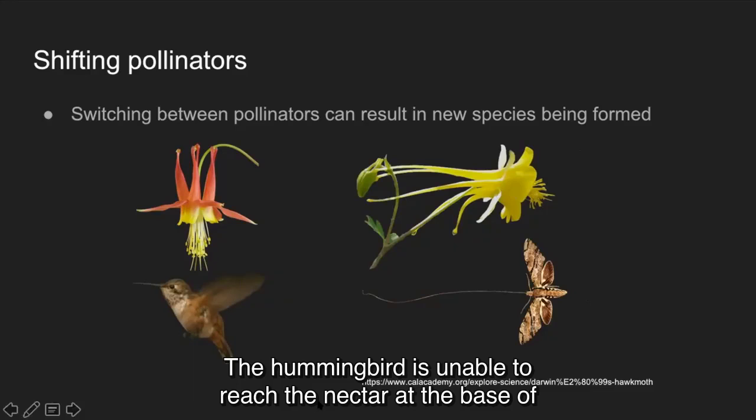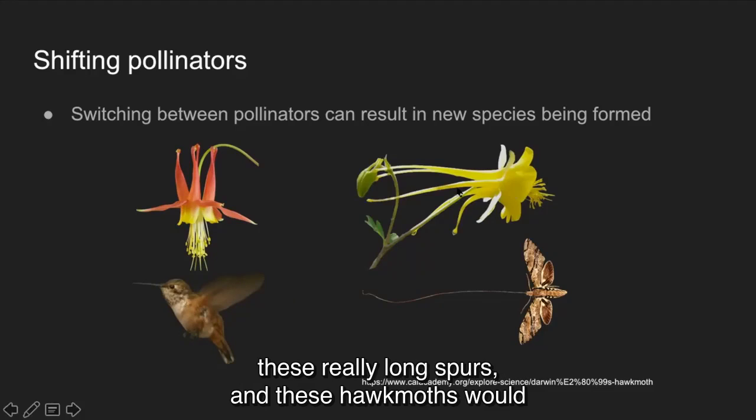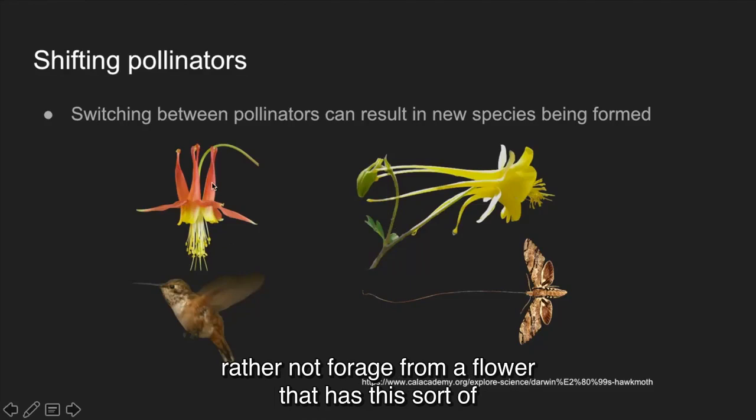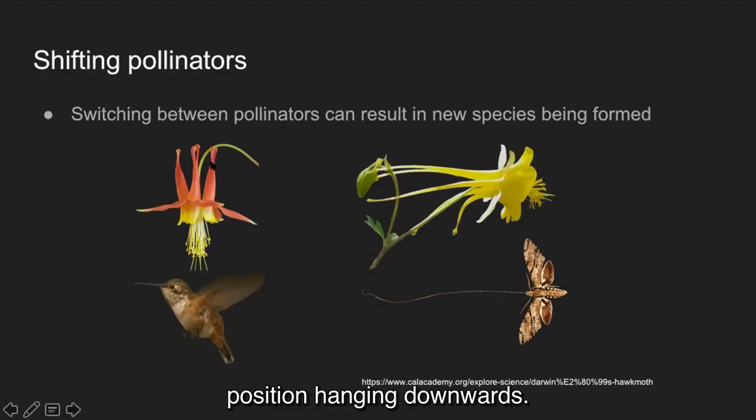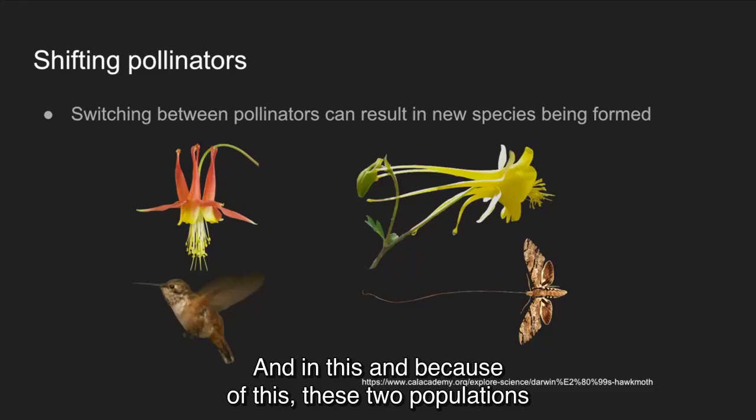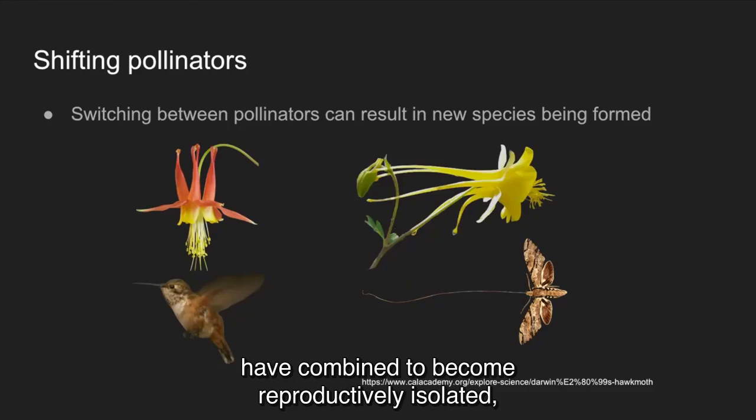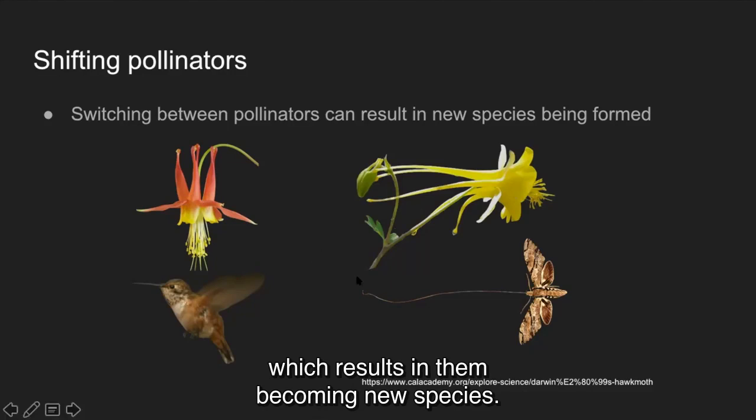The hummingbird is unable to reach the nectar at the base of these really long spurs, and these hawk moths would rather not forage from a flower that has this sort of position, hanging downwards. And because of this, these two populations of columbines become reproductively isolated, which results in them becoming new species.